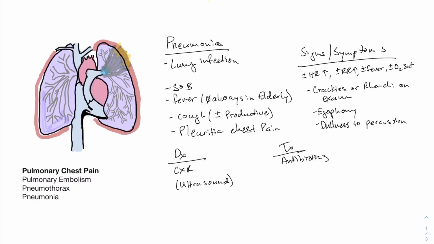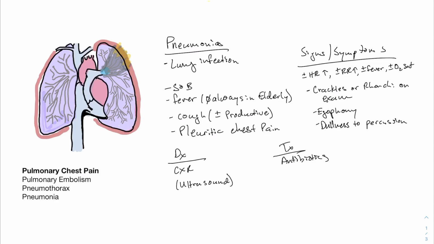Egophony is a really interesting exam finding. Basically, you listen to the lungs and you ask the patient to say the letter E. And so they'll say E, E, E, but when you're listening to it on the chest, it'll sound like A, so it's called the E to A sound. So they say E, E, E, and for you, it sounds like A.